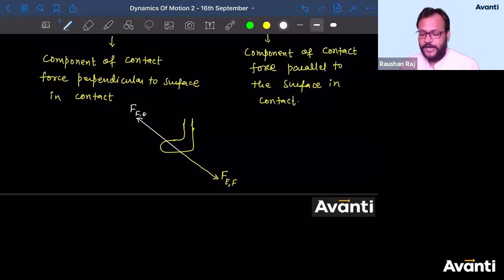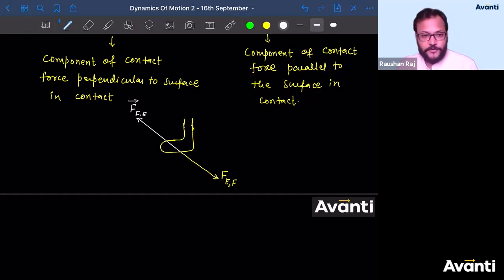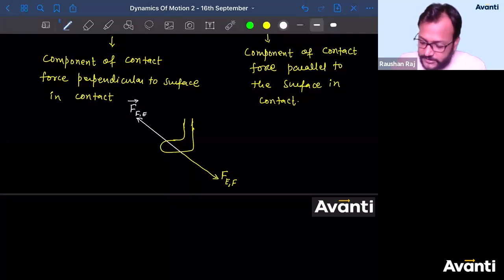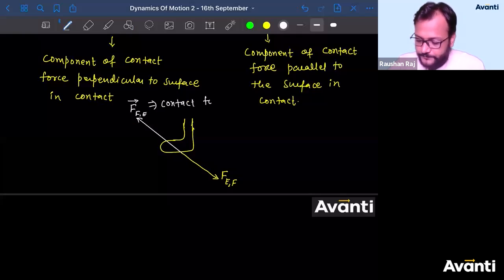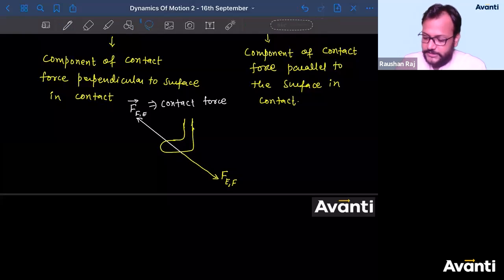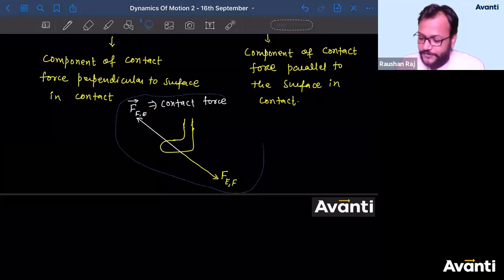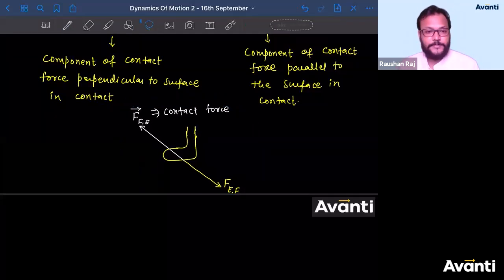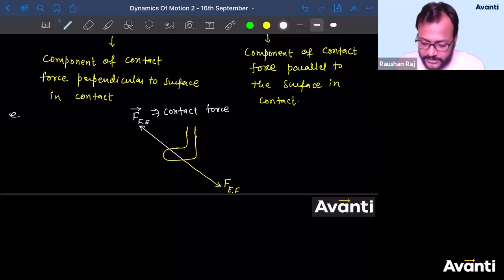Guys, clear है सबको? Now this is nothing but the force because of contact, so we call this as the contact force. ये क्या है बच्चा लोग? This is nothing but the contact force on the foot of a human being. So this is an example we are discussing.